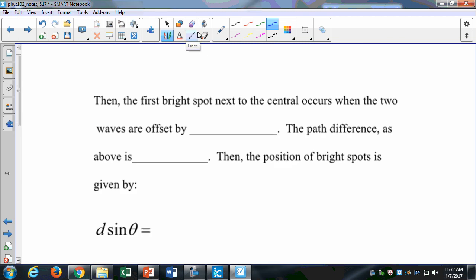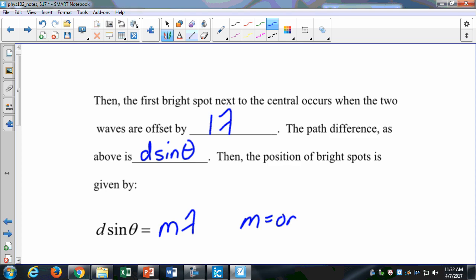So then the first bright spot next to the central occurs when the two waves are offset by how much? That neighboring bright spot, I'm offset by one wavelength, right? And the path difference is given by d sine theta. So the position of bright spots is given by d sine theta equals m lambda. And here m is called the order number, and it has values equal to 0, 1, 2, 3, and on and on.